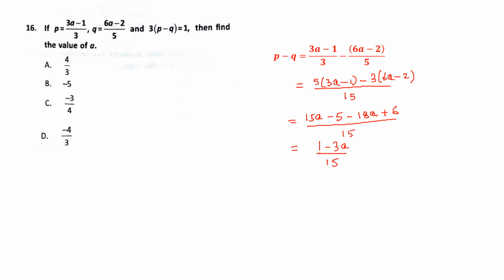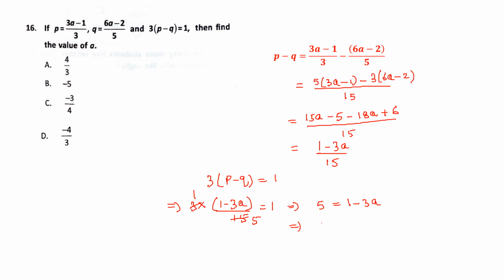Now I am going to put it in this relation. 3 times P minus Q is equal to 1. So 3 into, now I will put the P minus Q value which I have found over here. P minus Q is 1 minus 3a divided by 15. So it will be 3 into 1 minus 3a divided by 15 is equal to 1. Now 3 times 1, 3 times 5. So it will become 5 equal to 1 minus 3a.